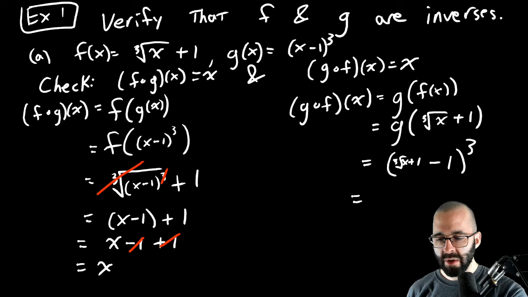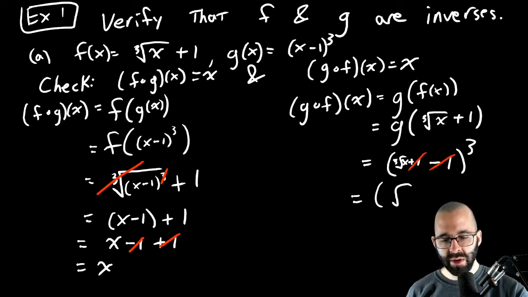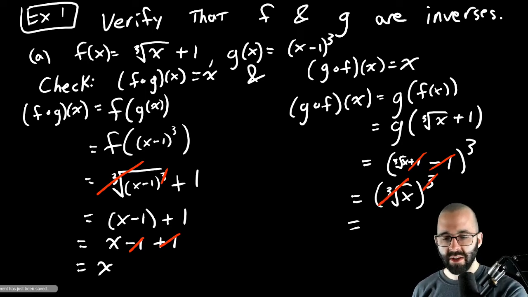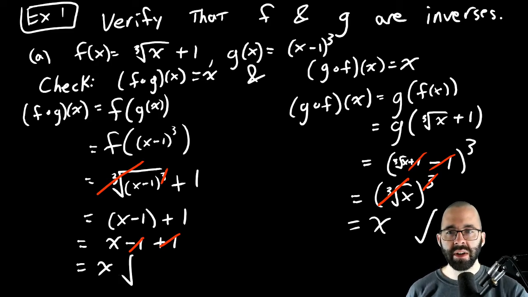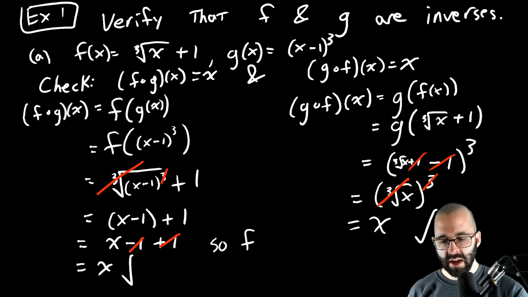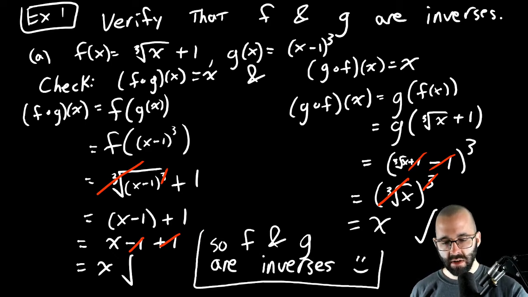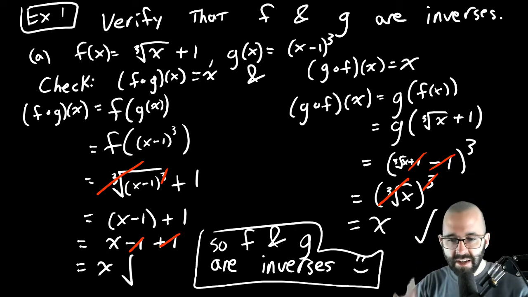And now, just like before, right, these plus 1 minus 1s cancel. We're left with the cubed root of x cubed. And again, those cancel, right? Cubed and cubed root all cancel together. We're just left with x. These are the two things that we wanted to show. We verified it. F and g are inverses. Ta-da!